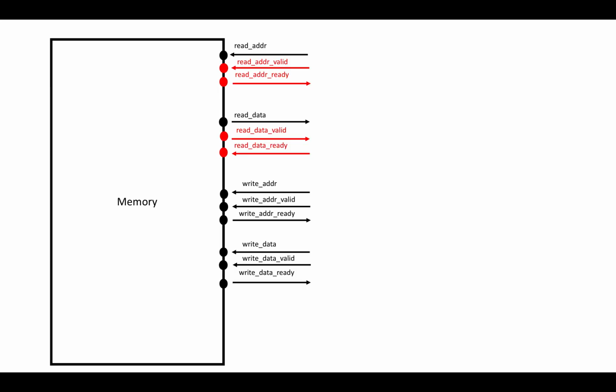And notice that now we have a read address channel and a read data channel, and the directions of the valid and ready are reversed, right? So now we've got to tell the memory when we're ready to receive the read data that we've requested, and the memory is going to tell us when it's sending back that data to us through this valid signal.